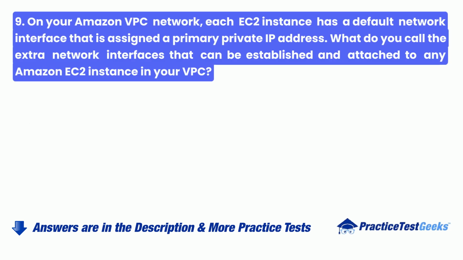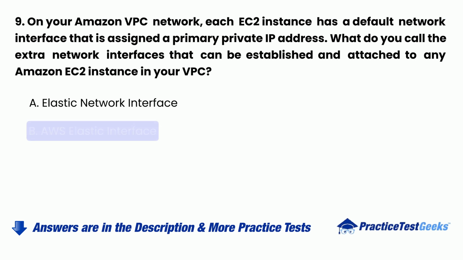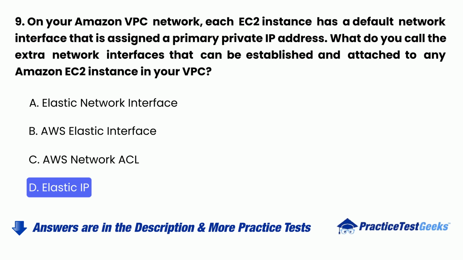9. On your Amazon VPC network, each EC2 instance has a default network interface that is assigned a primary private IP address. What do you call the extra network interfaces that can be established and attached to any Amazon EC2 instance in your VPC? A. Elastic Network Interface. B. AWS Elastic Interface. C. AWS Network ACL. D. Elastic IP.